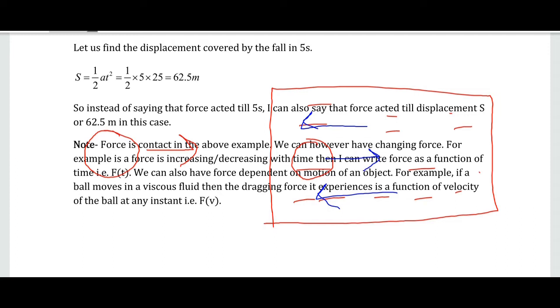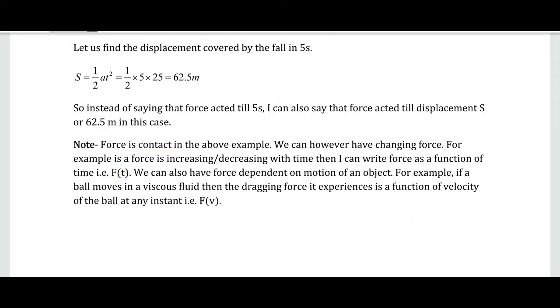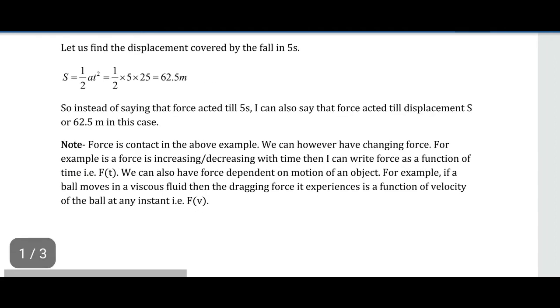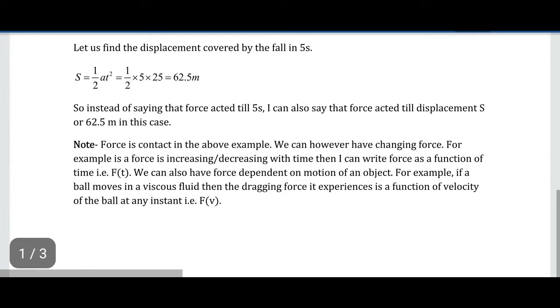Okay, so there are forces like this also, and we can have a force which is changing with velocity, that I have discussed just now. This type of force, for example the drag force that I just explained to you. Okay, so let us continue further.